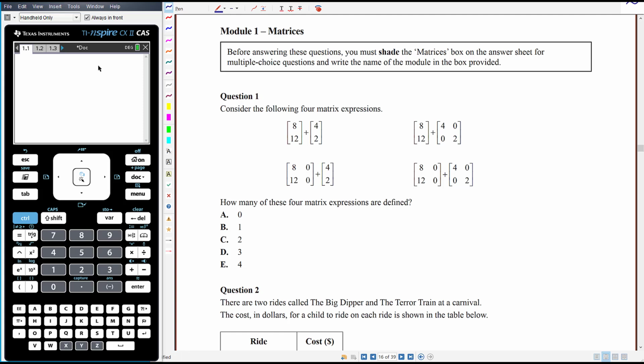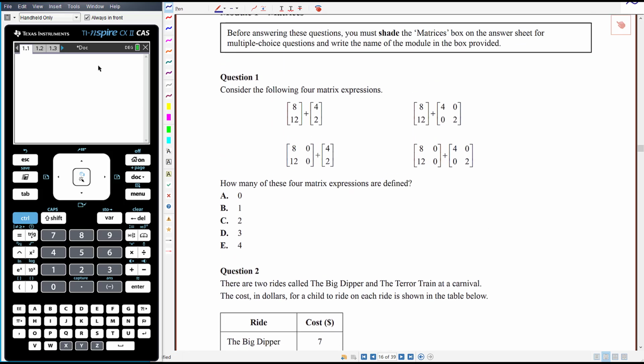Right, so now we'll have a look at the matrices module. So there'll be 8 multiple choice questions here. These should take 18 minutes if you are doing it as a timed paper. Okay, so consider the following 4 matrix expressions. How many of these 4 matrix expressions are defined?